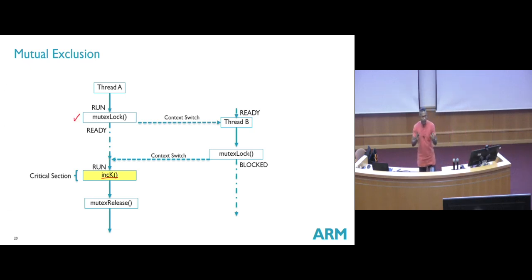Again, the terminology may change when you look at other OS. In some other OS, they will call it mutex acquire, or mutex lock, but it's the same thing. That means you take the mutex, you take the lock. Once I have the lock, then I am able to access my critical section, and when I finish with my critical section, I say mutex release.